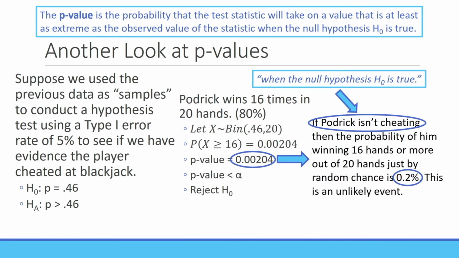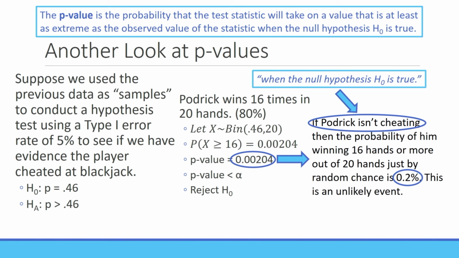Now, the last example we had was Podrick. So Podrick won 16 times out of 20 hands. Now, just on the surface, this one was probably a little more difficult. I would probably say it is, of the 4, the most difficult to just sort of gauge whether or not we would want to accuse the person of cheating.